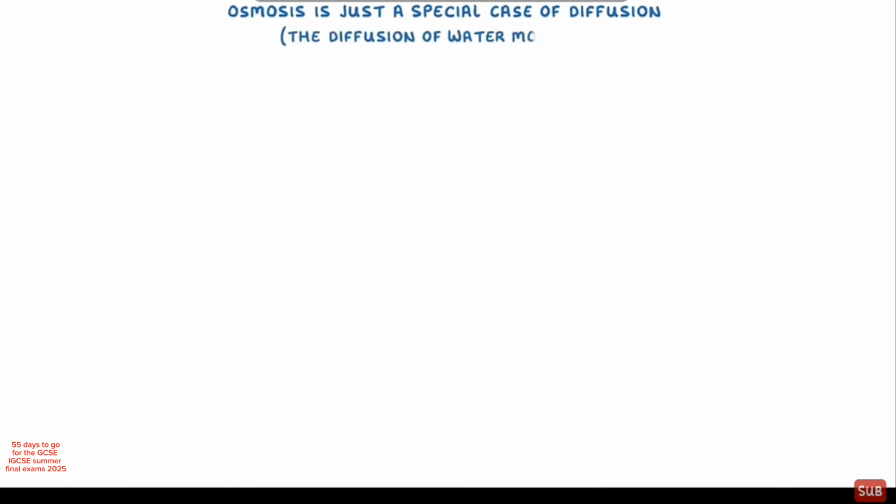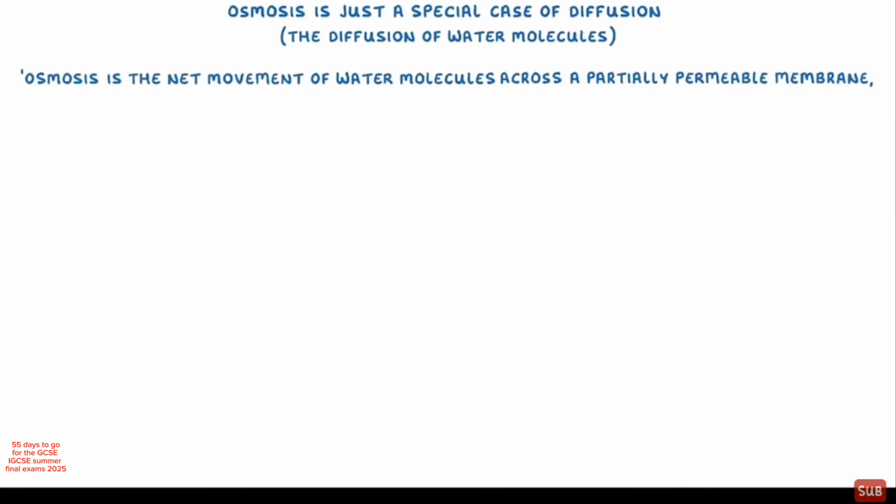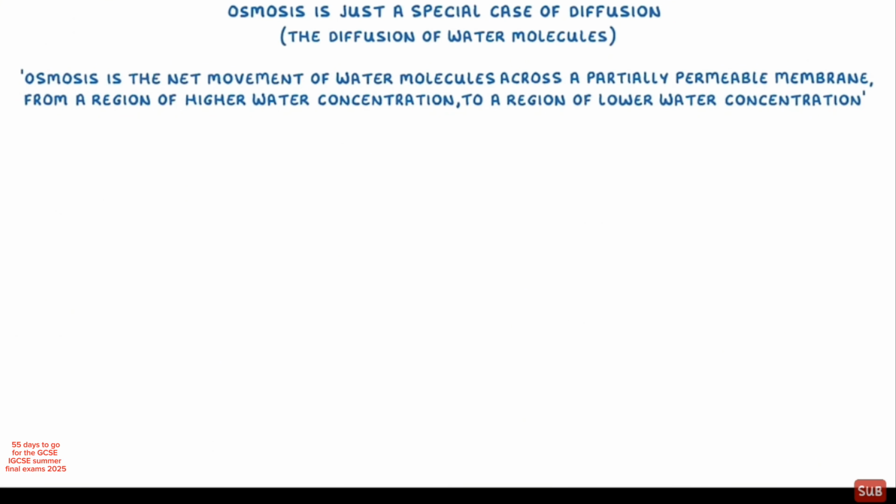Now, moving on to osmosis. Osmosis is really just a special case of diffusion, and is specifically the diffusion of water molecules. The definition you need to know is that osmosis is the net movement of water molecules across a partially permeable membrane from a region of higher water concentration to a region of lower water concentration.